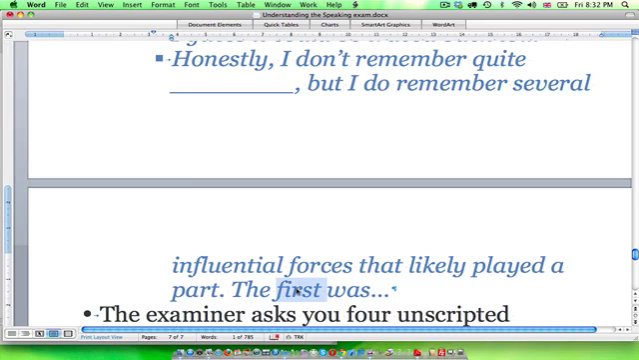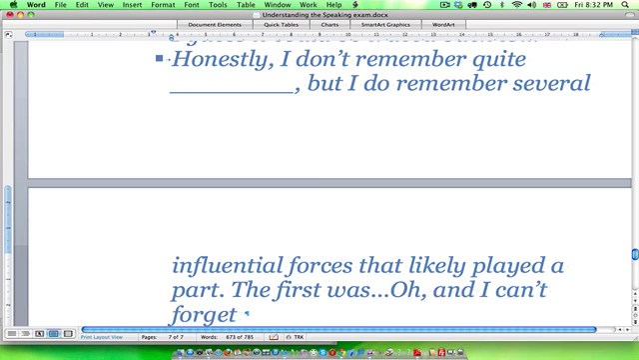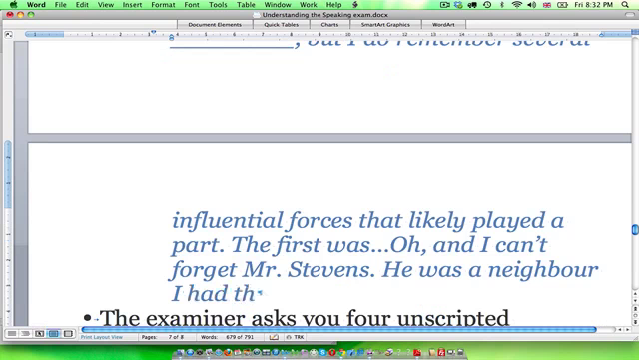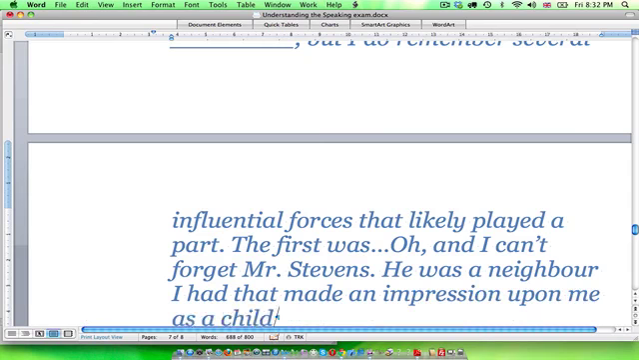So the first person, and then what happens is something else pops into your mind. Oh, and I can't forget Mr. Stevens. He was a neighbor I had that made an impression upon me as a child. So, just elaborating a bit further on how we became interested in science, or whatever the question is.